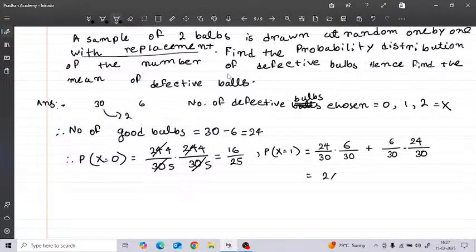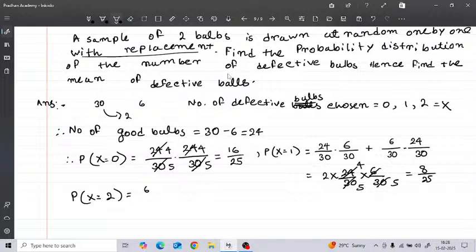So what is my total probability? By cancelling it, it is 8 by 25. Now the last case, that's very easy. I am choosing 2 bulbs and these 2 are defective. So what will be the probability? The probability that the first bulb is defective is 6 by 30, and the second bulb is defective is also 6 by 30. So that is 1 by 25.